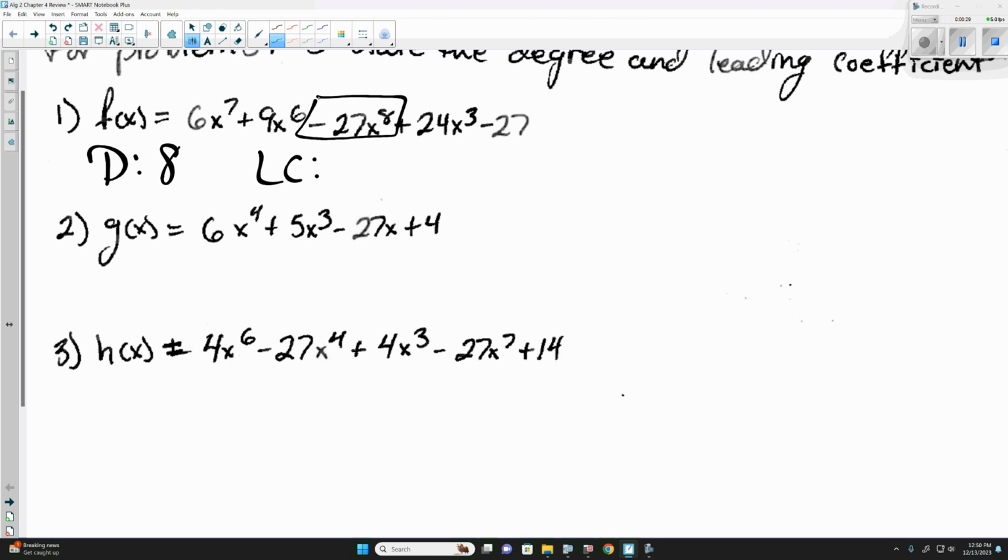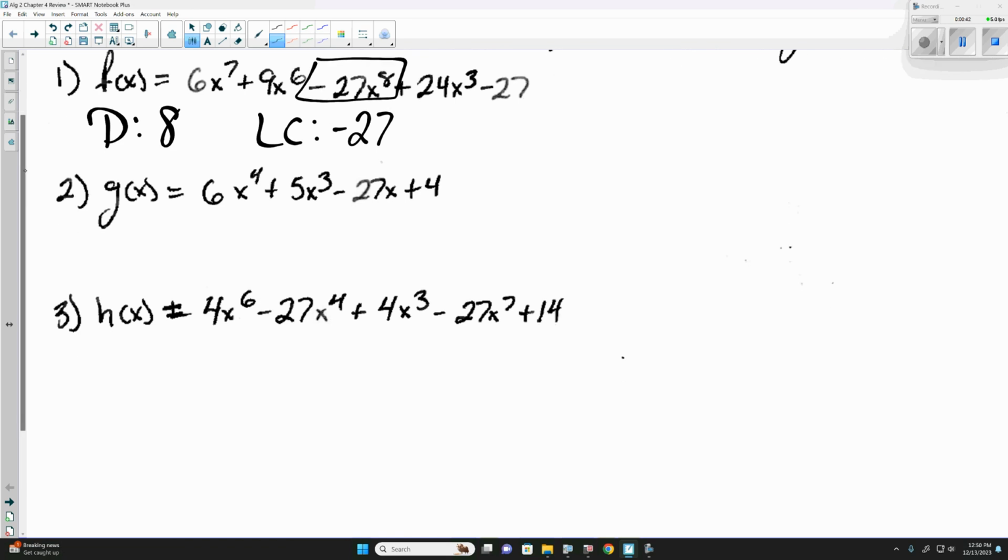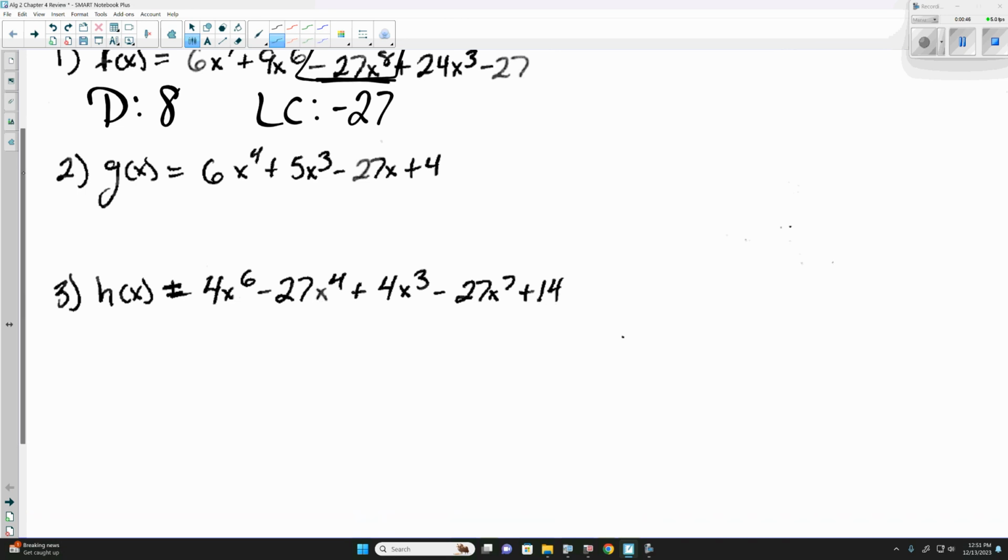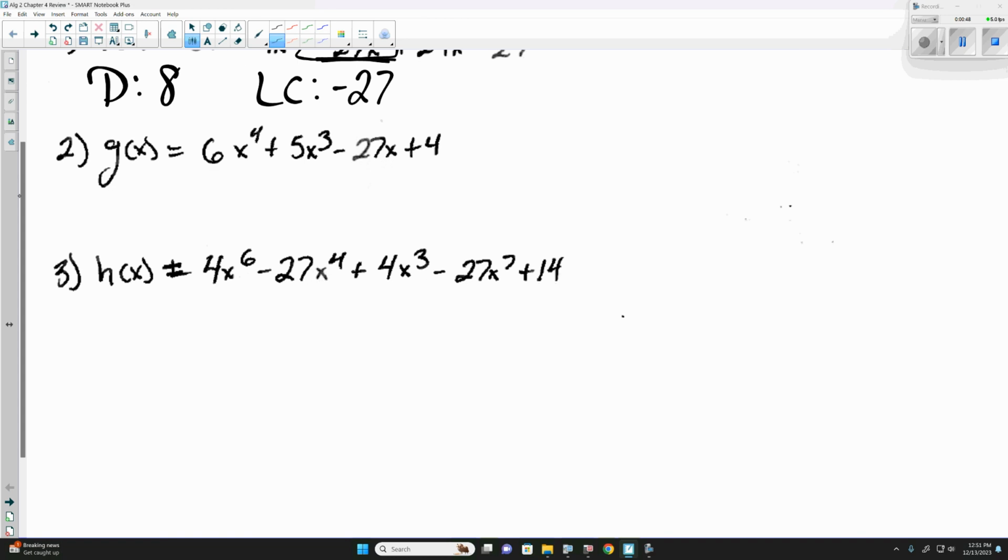And the leading coefficient would be? Because the degree is the biggest exponent attached to a variable, and the leading coefficient is the number in front of it. So this first one here wasn't written in standard form. That's where we got the degree from, the negative 27x to the 8th.